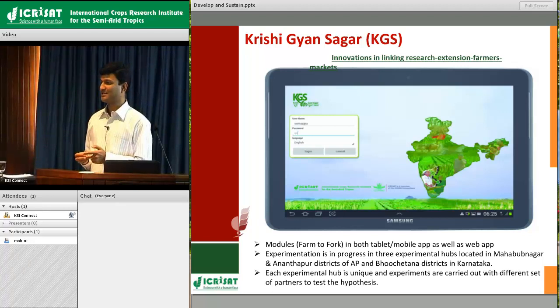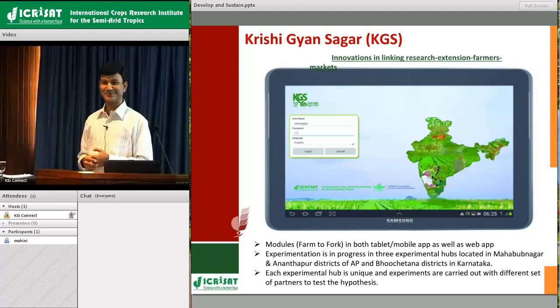The second one is the Anantapur Rural Development Trust, because we are working with the NGO to understand various dimensions and dynamics, how the NGO system is working. The other one is Karnataka.